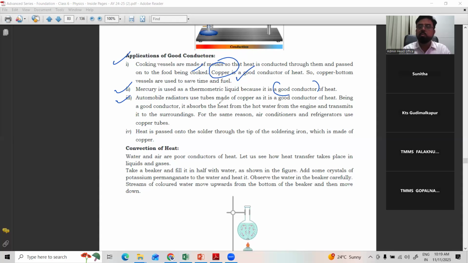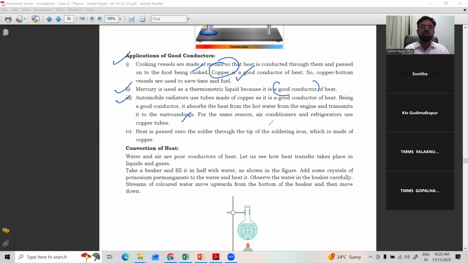Third one, automobile radiators. If you see in cars, when you travel a long distance, they become hot, and you get some smoke also sometimes when it becomes more hot. Every four-wheeler carries a radiator where we need to fill water to cool it. It's called coolant. Automobile radiators use tubes made of copper, as it is a good conductor of heat. Being a good conductor, it absorbs the heat from the hot water from the engine and transmits it to the surroundings.